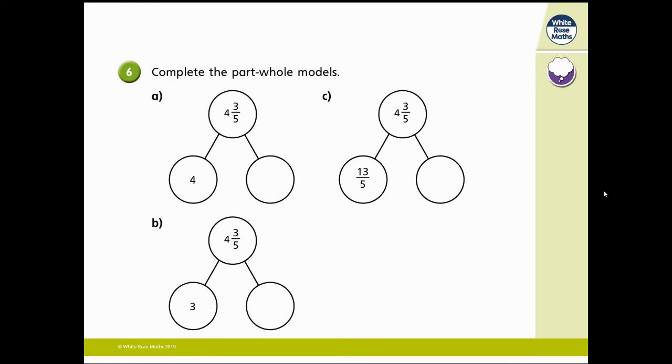So we could either put in the circle to the right 2, because that would be our 2 whole ones, or you could put in there 10/5, which would be the same as 2. Both answers would be correct.